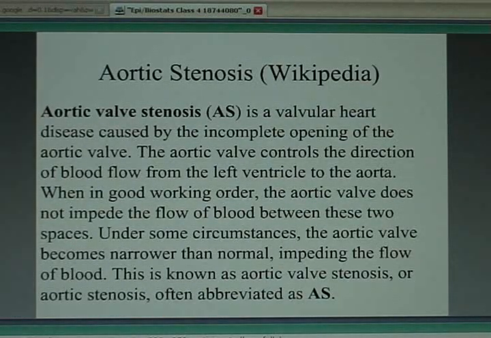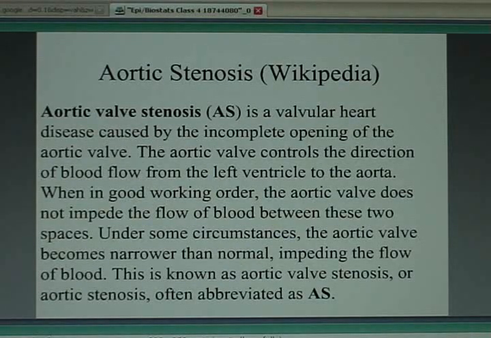But under certain conditions, in other words, when the valve itself becomes narrowed or constricted, what happens is blood has a tough time being pumped out of the left chambers of your heart into this aorta, and as a result, your heart starts building up blood pressure, and you can ultimately develop congestive heart failure. So this particular problem caused by faulty valves is known as aortic stenosis.